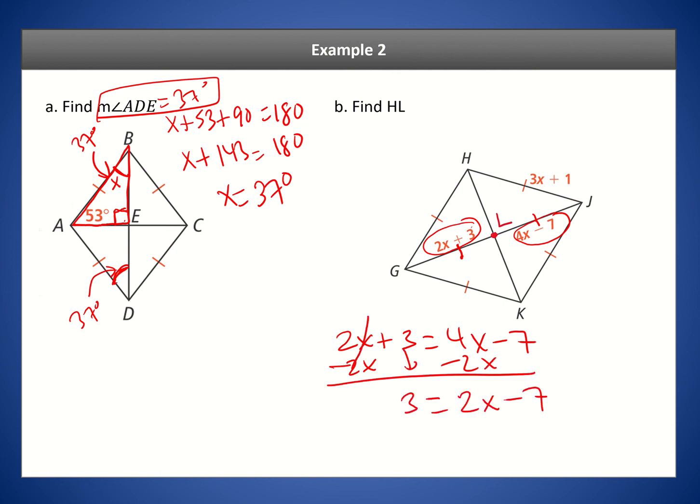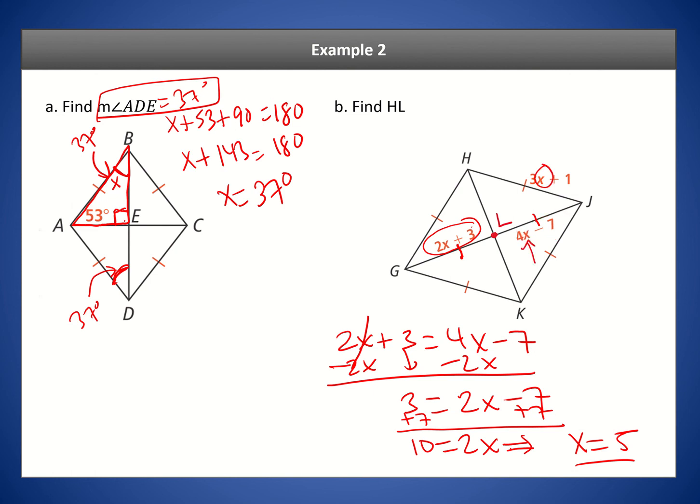3 equals 2x minus 7. We'll add the 7 to both sides. So 10 equals 2x, which means x is equal to 5. 5 times 2 is 10. So we got x. We're going to plug it in here and see what we get. And we're going to plug it in here as well. We might as well plug it in there.